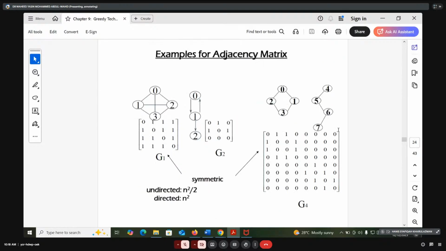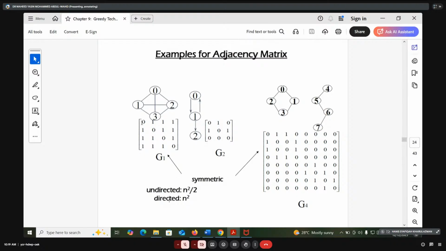Then we move to the adjacency matrix. If I have 4 points, for undirected I'll have n power 2 divided by 2. For directed, I have n power 2. Look at this graph. 0 is connected with 1, 2, 3. 1 is connected with 0, 3, 2. 3 is connected with 2, 1, 0.